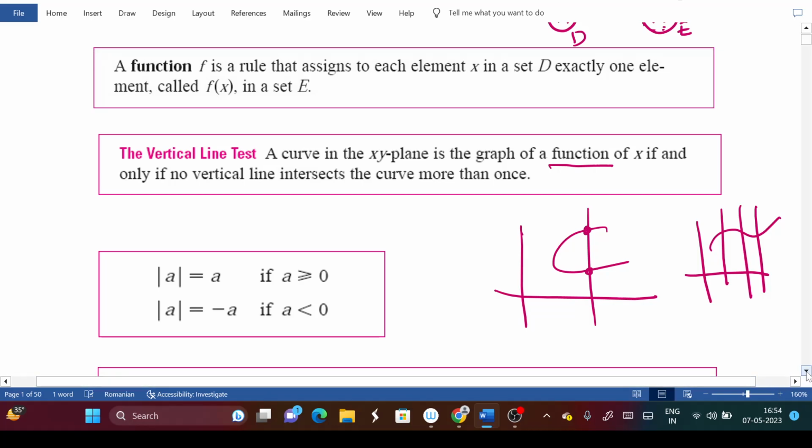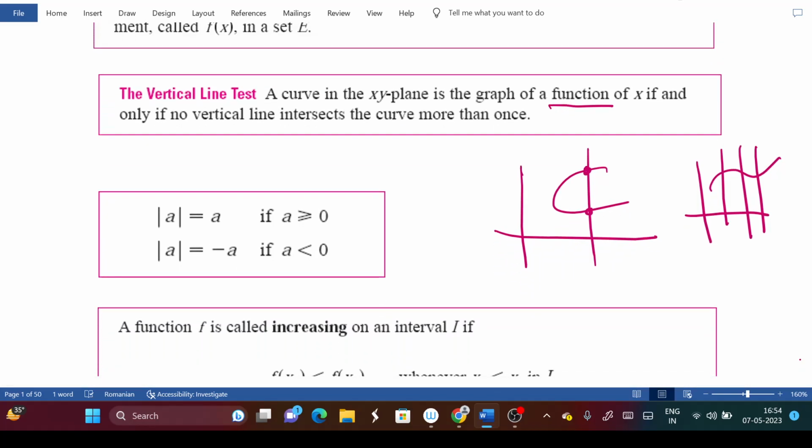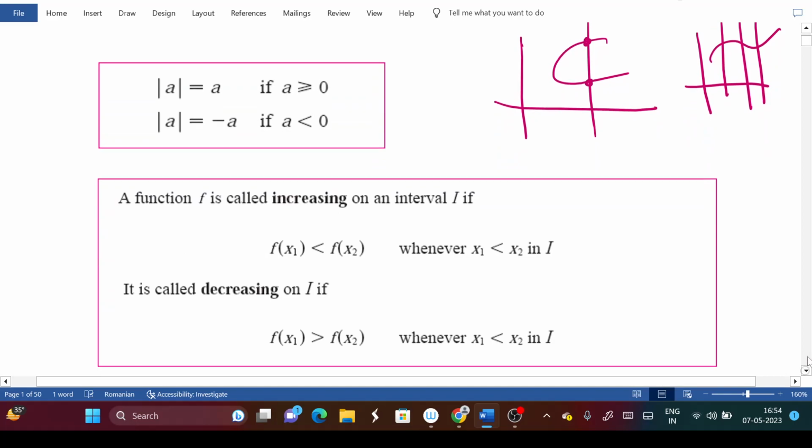Now we know the absolute function, that is, it is defined on any real number. If a is non-negative, then mod of a is equal to a. If a is negative, then mod of a is equal to minus a. That means in both cases, mod of a is greater than or equal to 0. Mod means here absolute value.